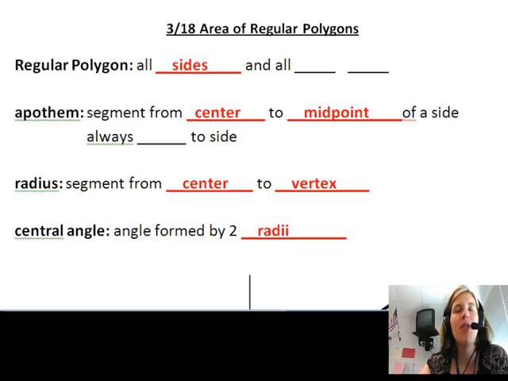It should be a fairly short one, because we're not really going to do very many examples with the formula. We just want to understand where the formula for area of a regular polygon comes from, and so I'm going to work through that with you. We got to start off with some vocab.